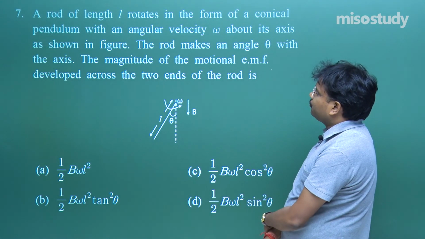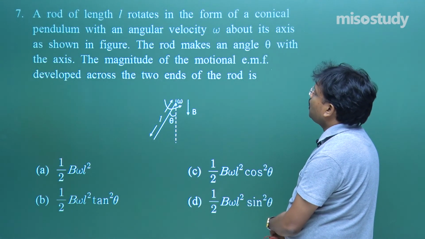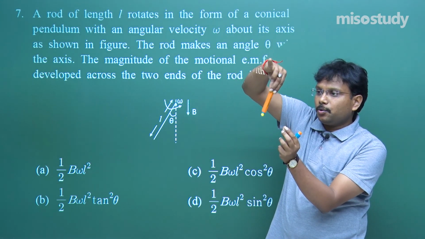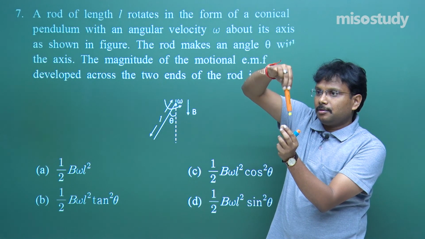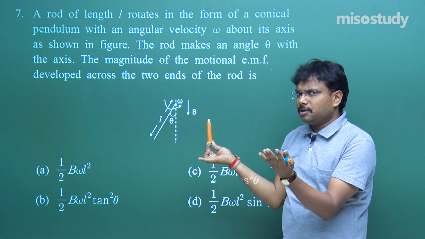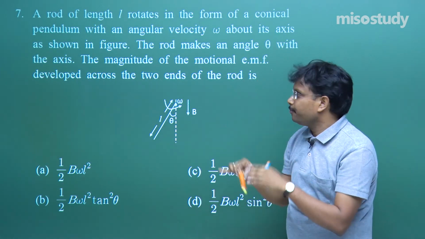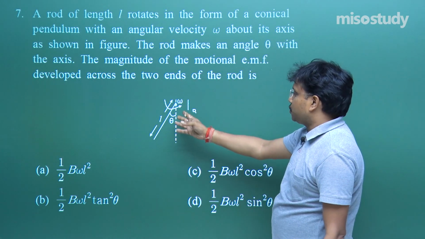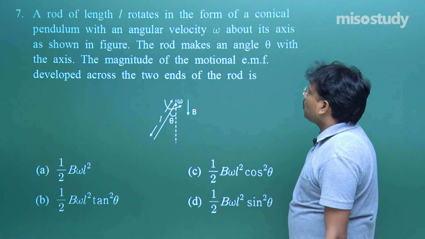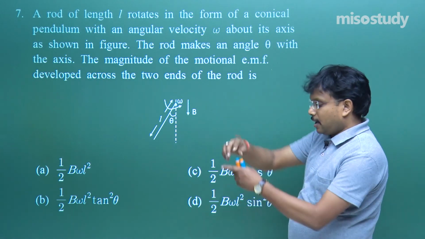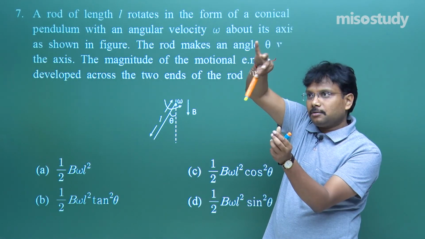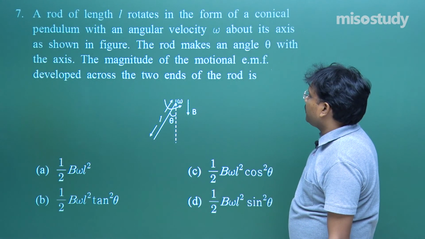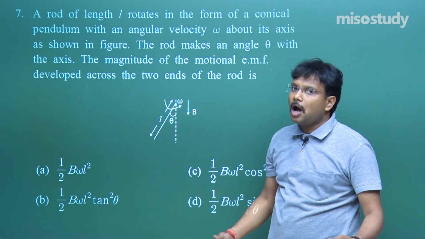A rod of length L rotates in the form of a conical pendulum like this. This is a rod and it is rotating like this, with angular velocity omega about its axis as shown in this diagram. The rod makes an angle theta with the axis, this theta, this way. The magnitude of the motional EMF developed across the two ends of the rod is how much?